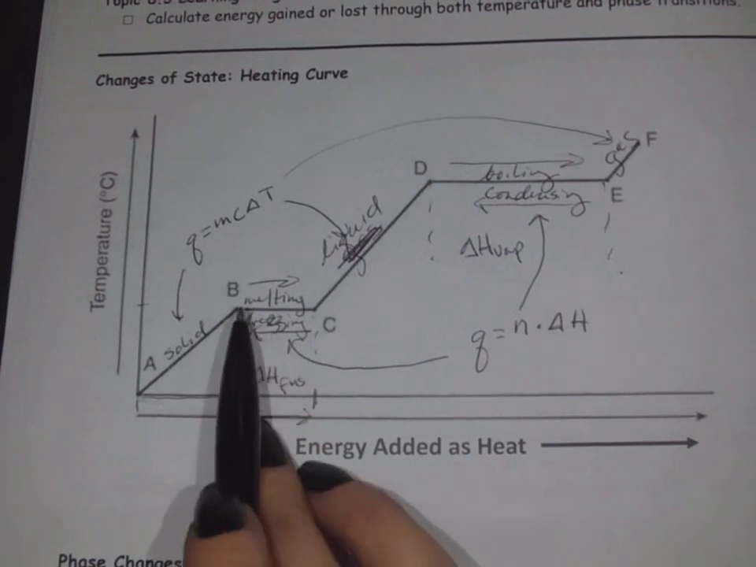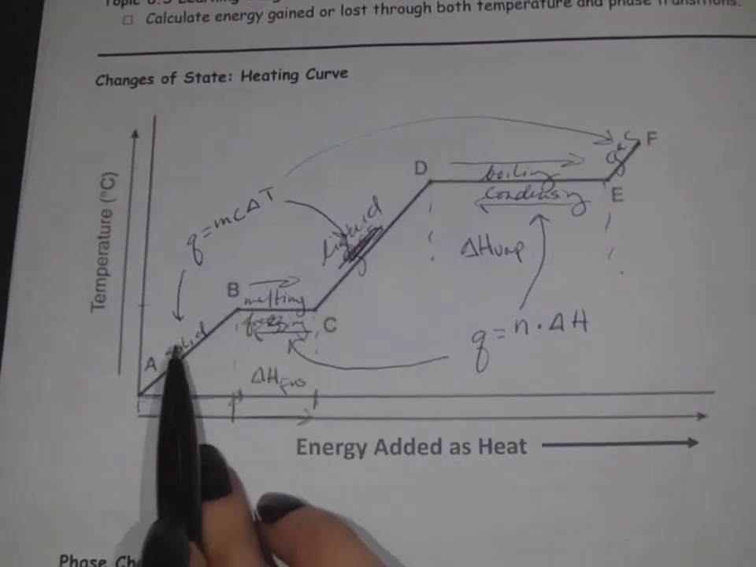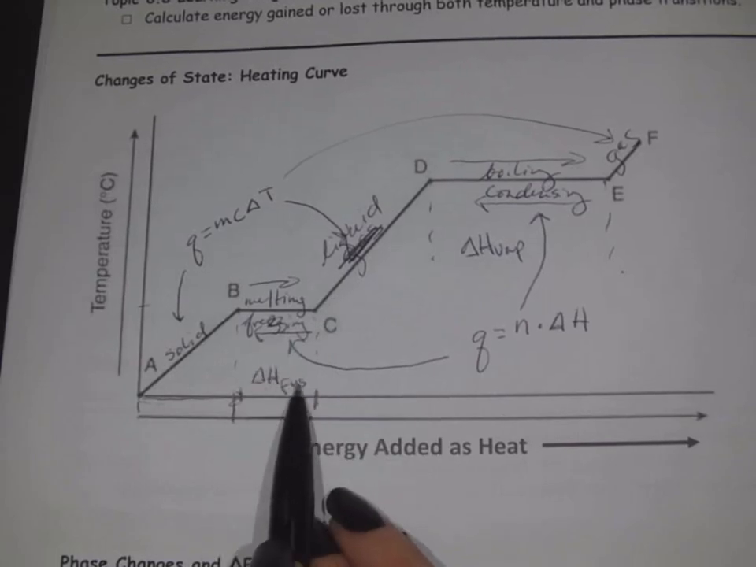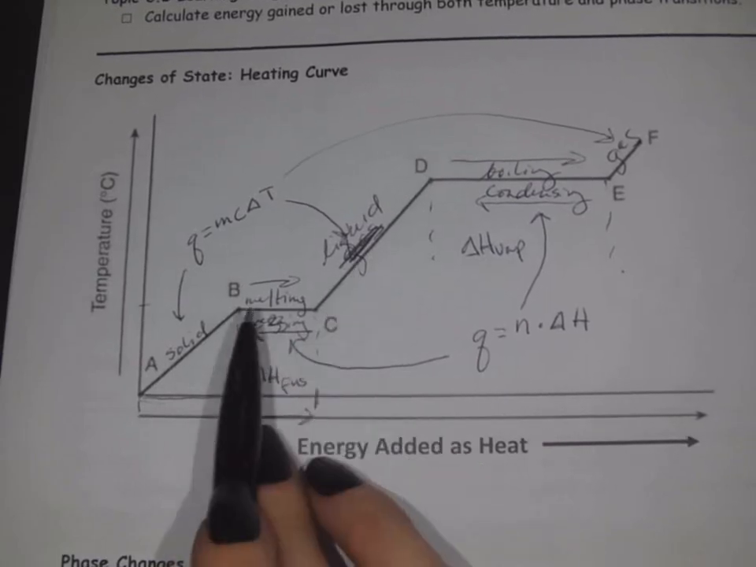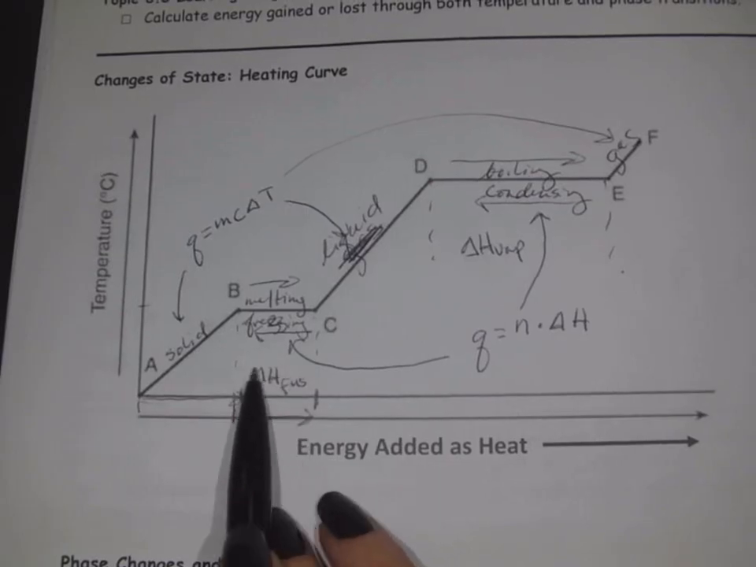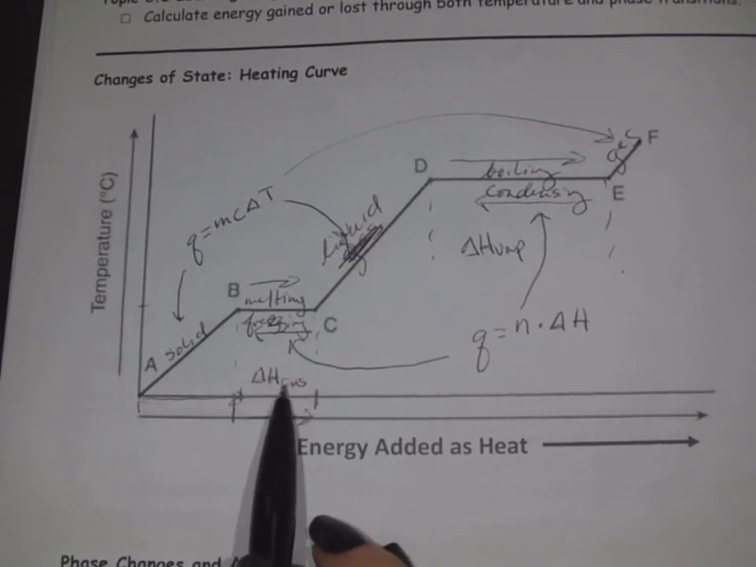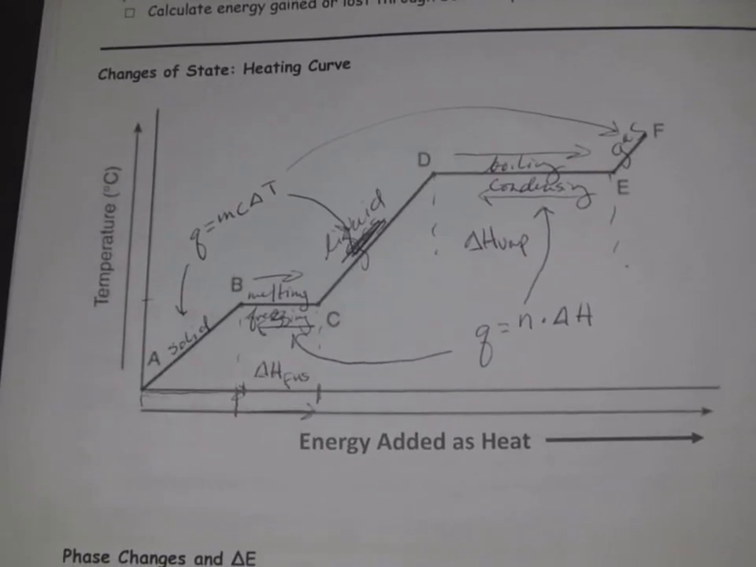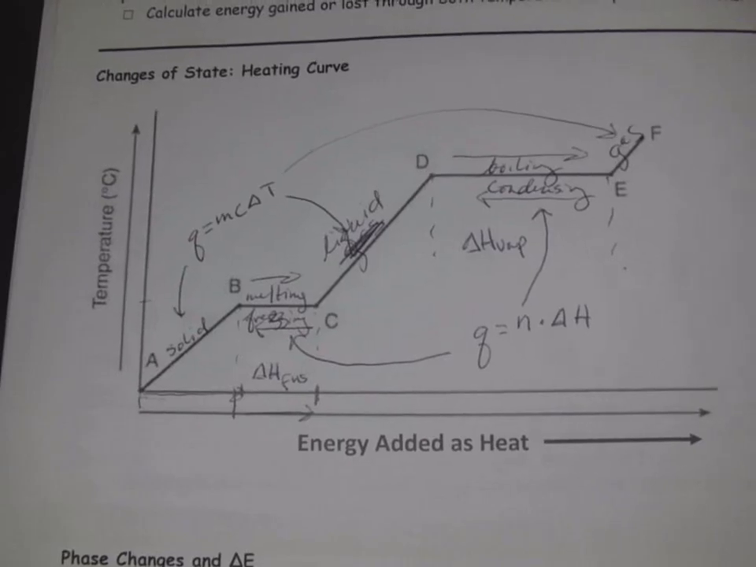When you're going to a higher energy, so if you're going from the solid to the liquid, use the positive version of this number. If you're going from a liquid to a solid and you're losing energy, use the negative version of this number. Same magnitude, just opposite in direction, like positive versus negative. Great. Okay.